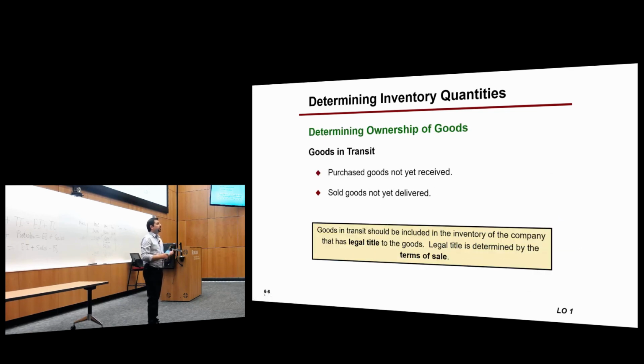Now, there's also something tricky about inventory. It's not enough to just count what you have in your warehouse. You also need to look at what we call goods in transit. So what are goods in transit? Just from the name, goods that are on the way to be shipped. Think about it as they are on the delivery truck, whether it's going from the company to their customer or from the seller to the company. Okay, it could go either way.